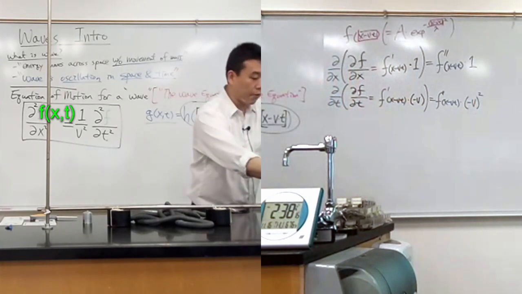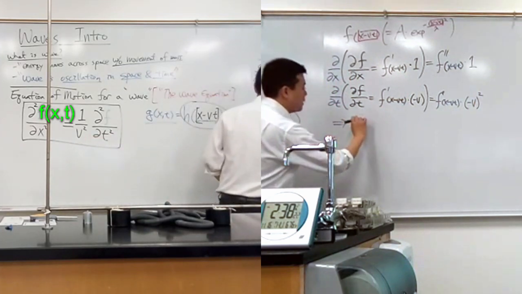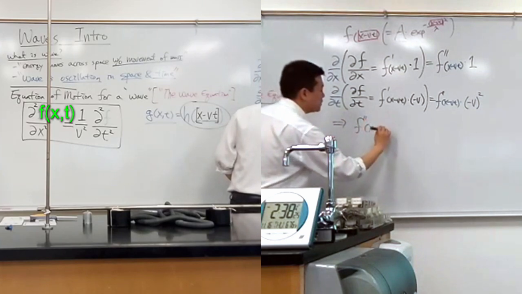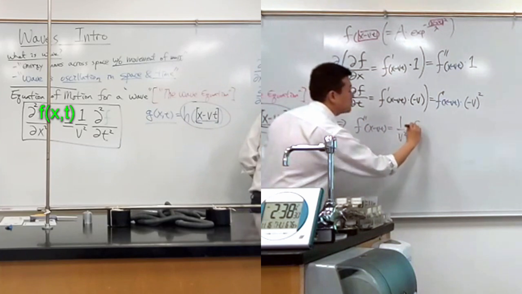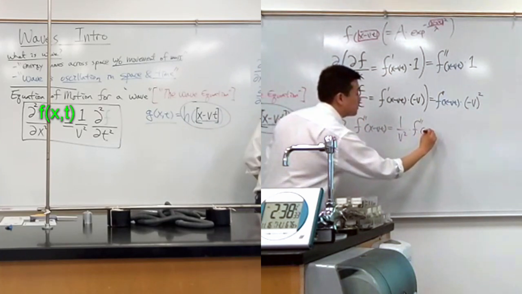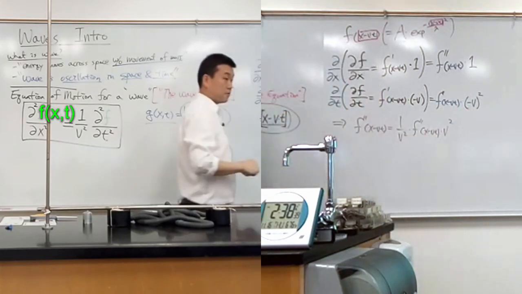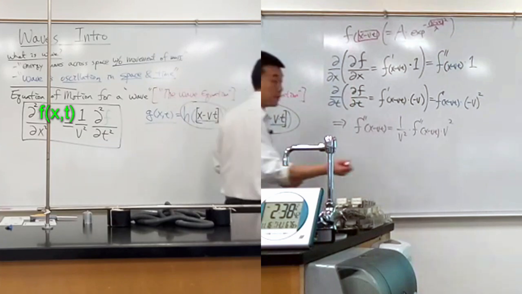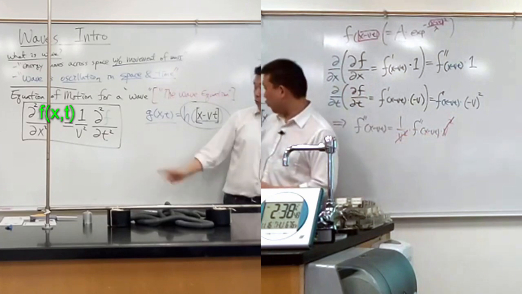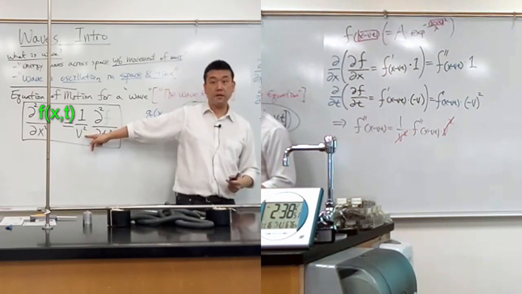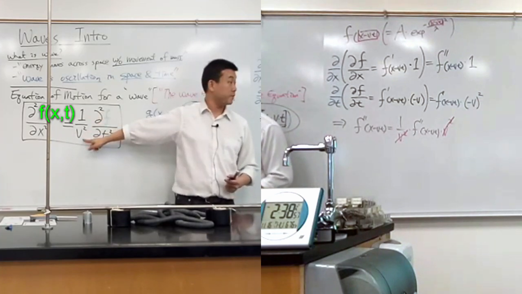Good. Let me plug both of these into the wave equation. So I get f double prime of x minus vt is equal to 1 over v squared times f double prime of x minus vt times minus v squared, or v squared. So you see that v squared cancels out. And this is really the step that proves that this coefficient that we have to put in here is the velocity, that you are correct to say that this is 1 over velocity squared.